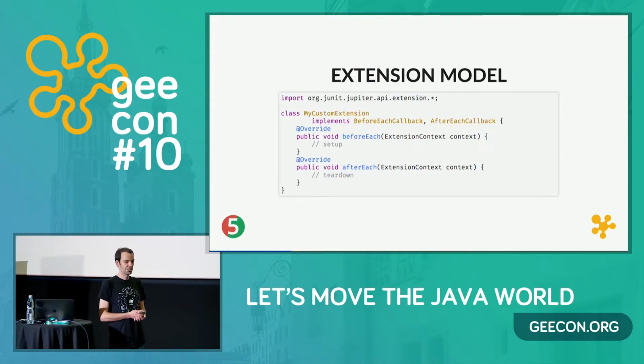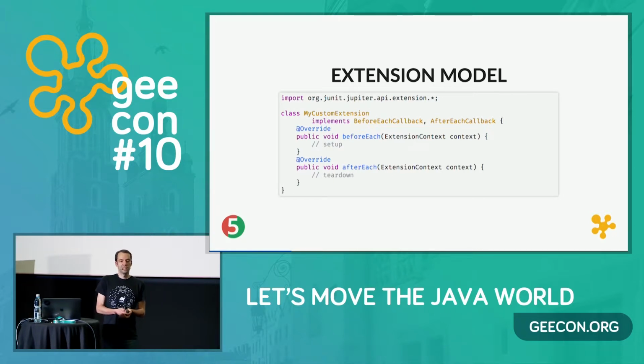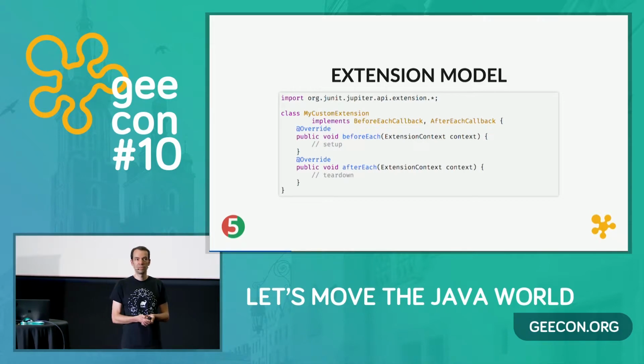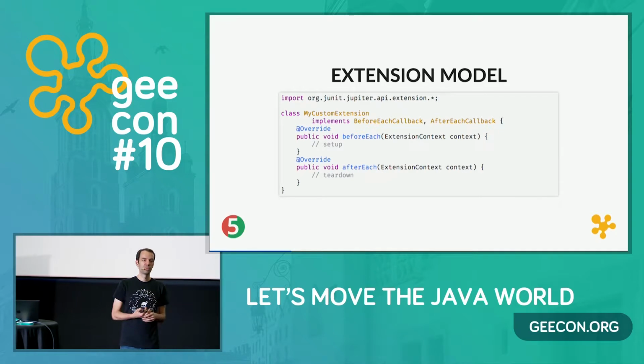The extension model is, okay, how can I write an extension? And this is in the extension subpackage. And it basically consists of a number of interfaces that you can implement in an extension. So in this example, we implement a BeforeEachCallback and an AfterEachCallback, which each has 1 method, beforeEach and afterEach. And this allows you to put some common setup and teardown code, for example, into an extension that you can reuse in your tests or even in different projects.